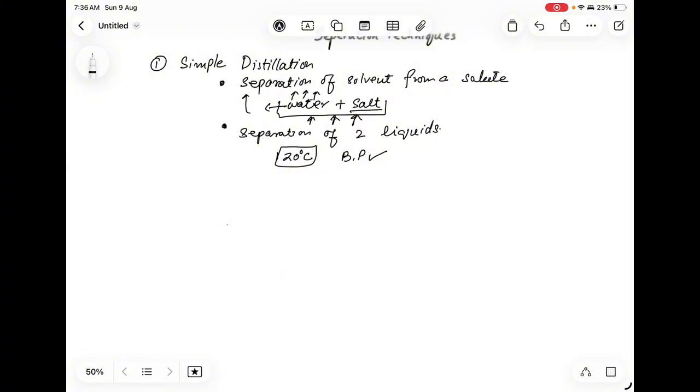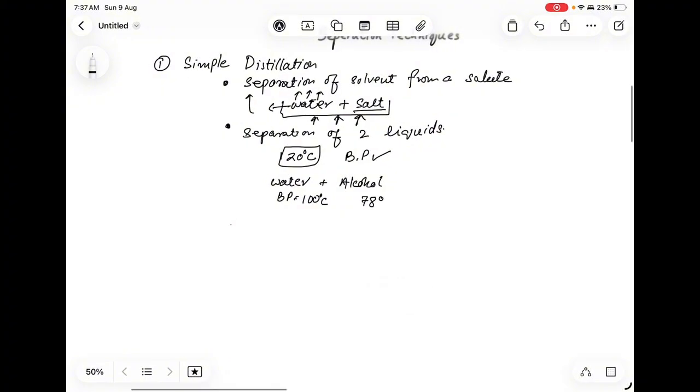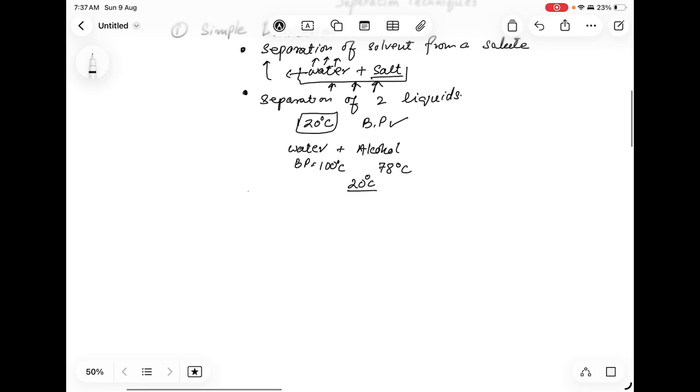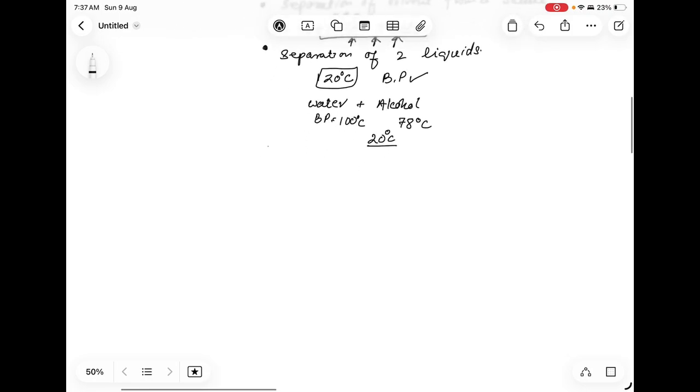So an example of this is water and alcohol. Water has a boiling point of 100 degrees centigrade, and alcohol has a boiling point of around 78 degrees centigrade. So there is a clear difference of over 20 degrees centigrade. So we can use simple distillation to separate these two. Okay, now how is this whole process done?